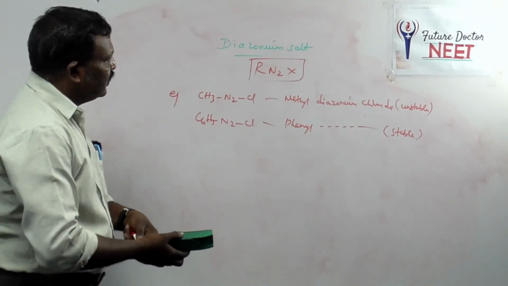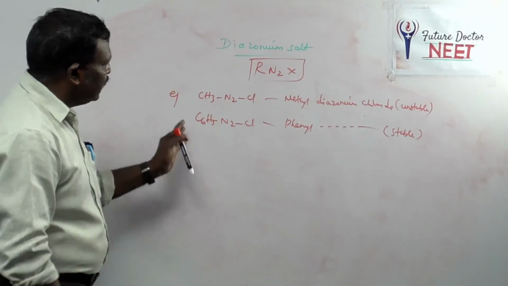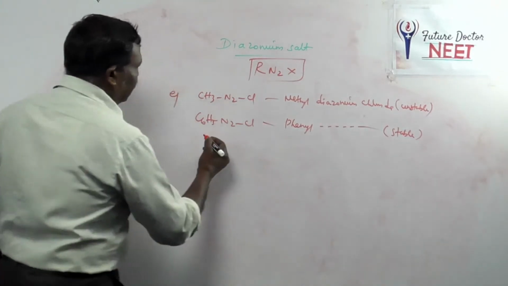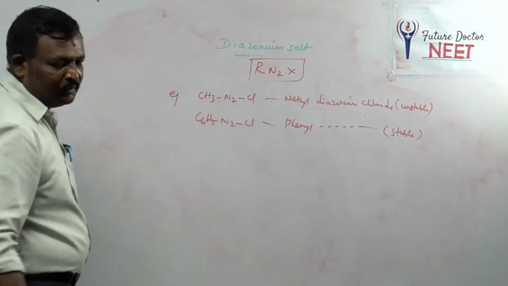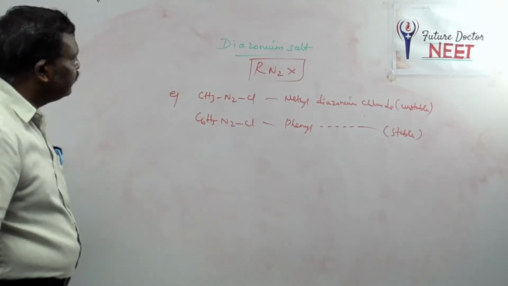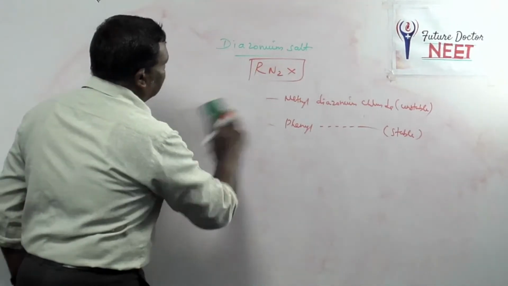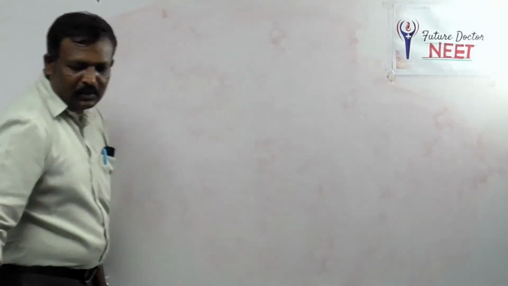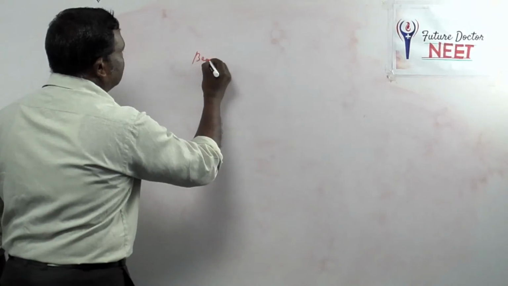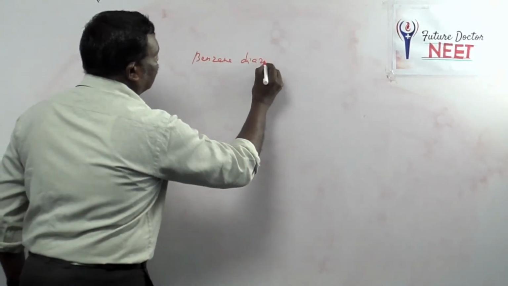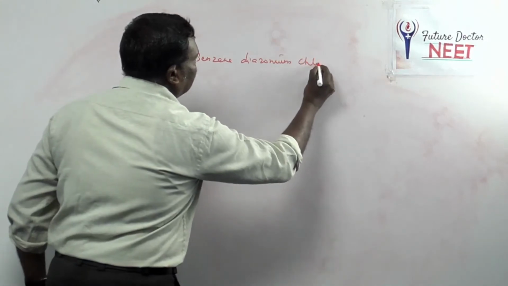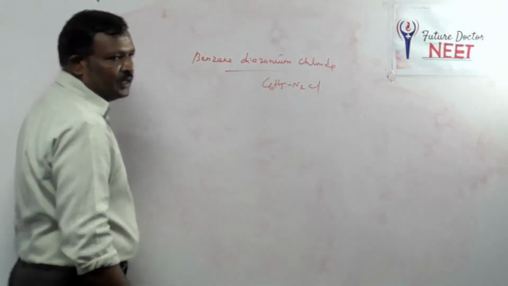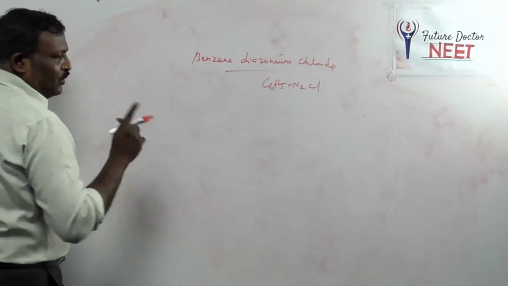In your textbook, the topic given is only benzene diazonium chloride. I told you phenyl, but the IUPAC name is benzene diazonium chloride. Now you put the topic. This is generally diazonium salt. Particularly, we are going to study benzene diazonium chloride. So you put the heading benzene diazonium chloride. Formula is C6H5N2Cl. Understood?